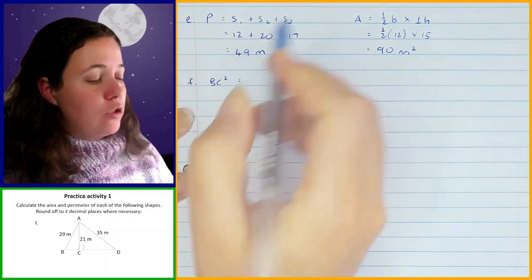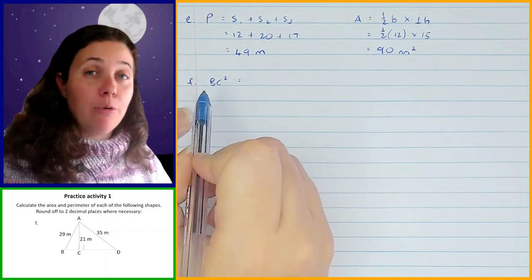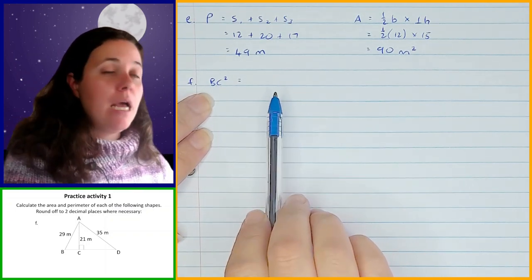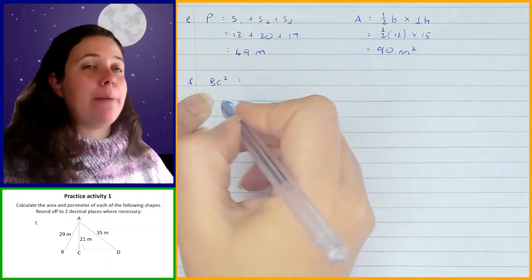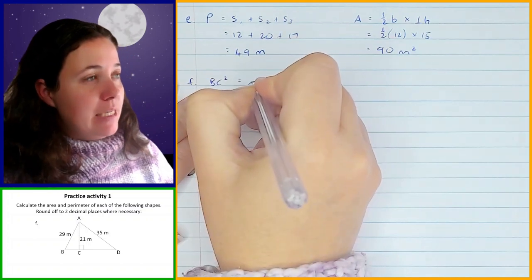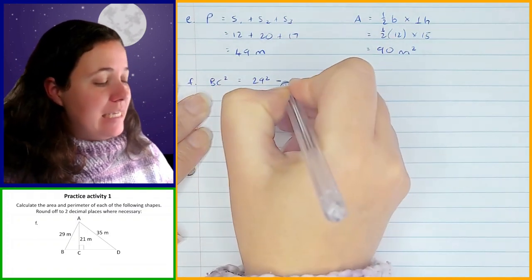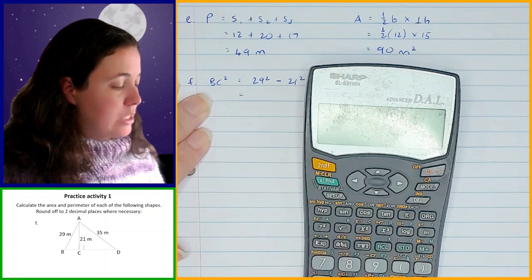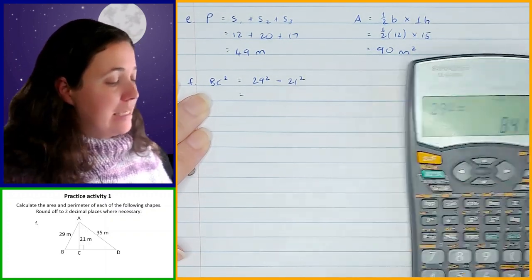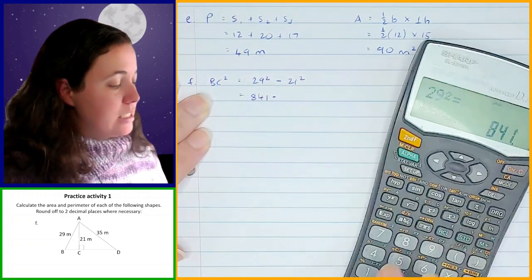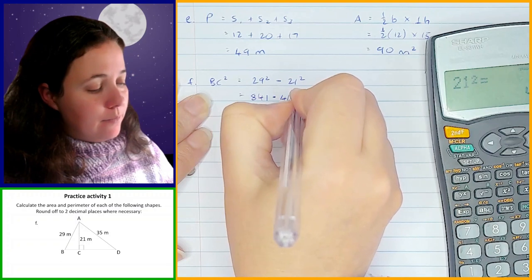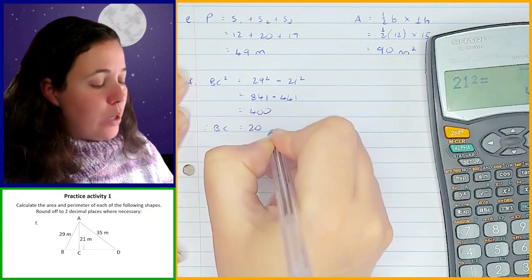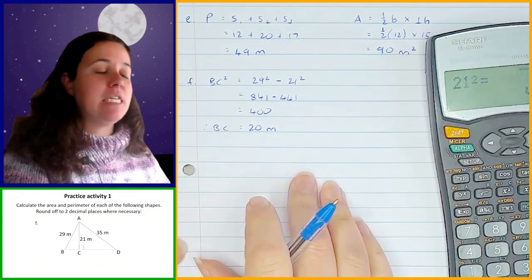BC is not the hypotenuse, so BC squared plus AC squared equals the hypotenuse AB squared, but I'm going to go straight away and say it's the hypotenuse squared minus AC squared. So it's AB squared, which is 29 squared, minus AC squared, which is 21 squared. 29 squared is 841, minus 21 squared, which is 441, which gives you 400, which means that BC is the square root of 400, which is 20 meters.